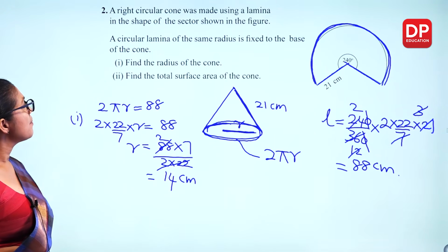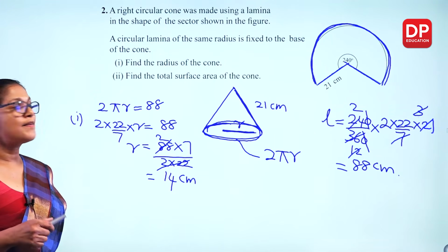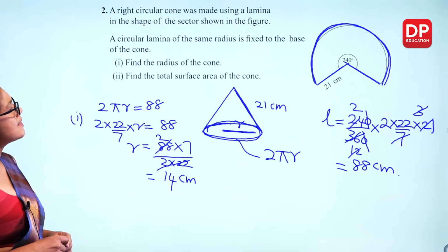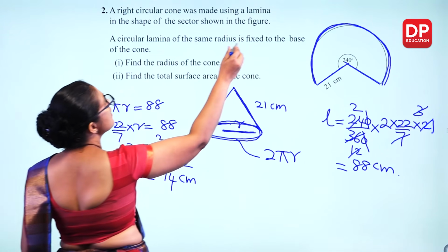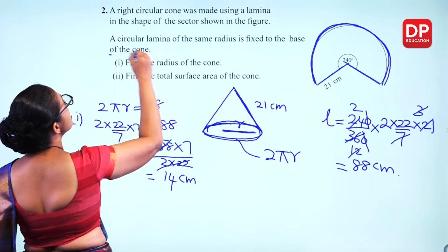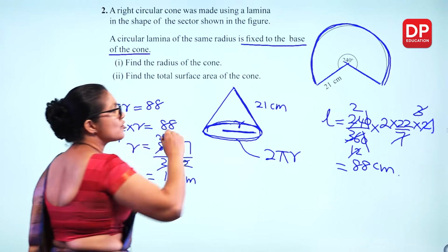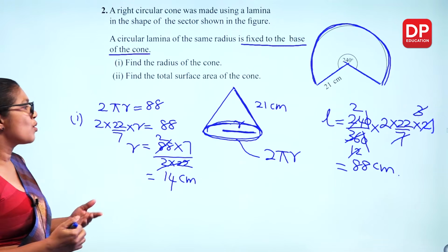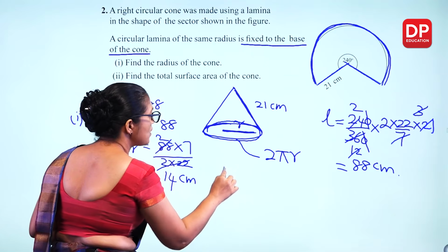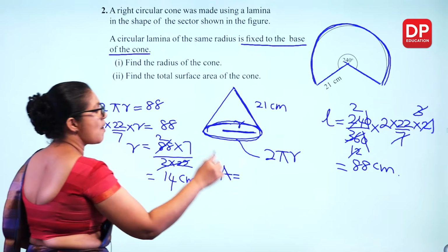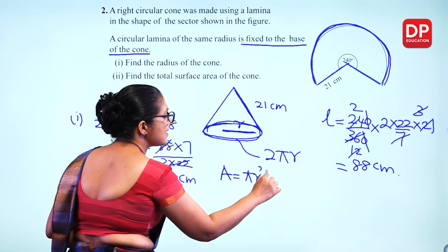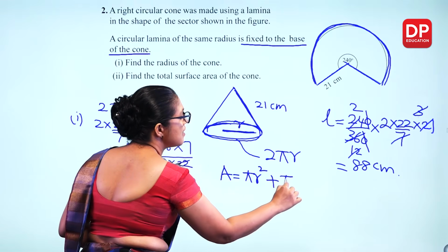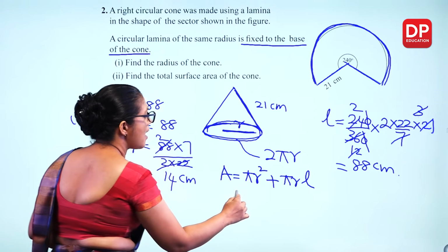Now we'll look at the second part. Find the total surface area of the cone. Here it says they are fixing a base to this cone. So that means they are asking for the total surface area. So total surface area is pi r squared, that's a circle, plus the curved surface area pi r l.